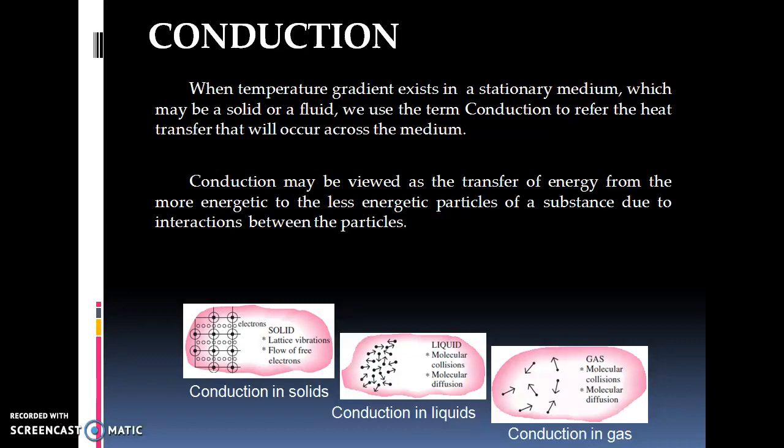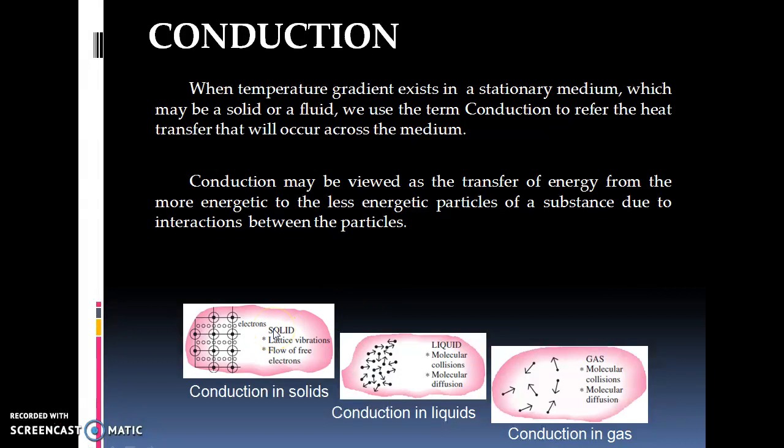When a temperature gradient exists in a stationary medium, which may be a solid or a fluid, we use the term conduction to refer to the heat transfer that will occur across the medium. Conduction may be viewed as the transfer of energy from more energetic to less energetic particles of the substance due to interaction between the particles.